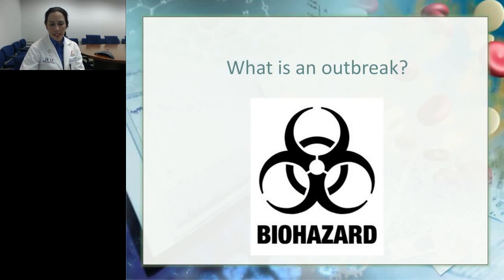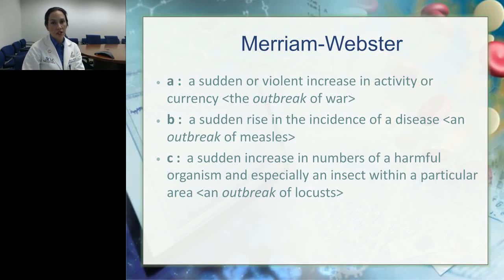So what is an outbreak? It's not just the title of a movie or something like that. There are a lot of different definitions that you can think of. Merriam-Webster describes it as a sudden or violent increase in activity, or an increase in the incidence of an infectious disease, or an increase in the numbers of harmful organisms, like an outbreak of locusts or something like this.